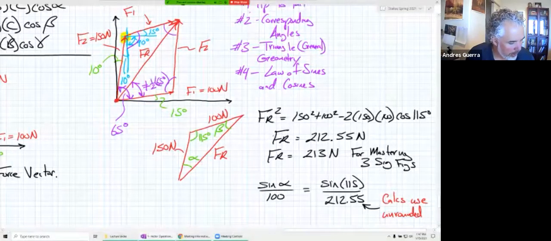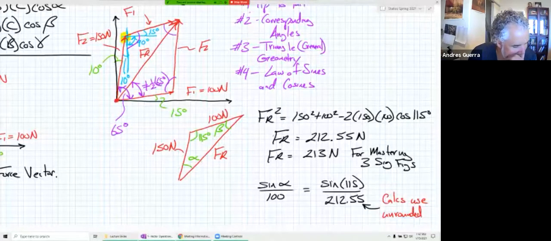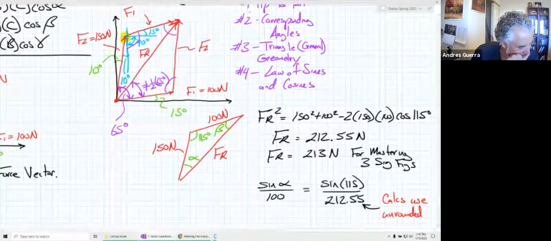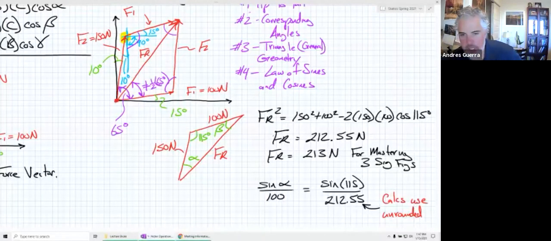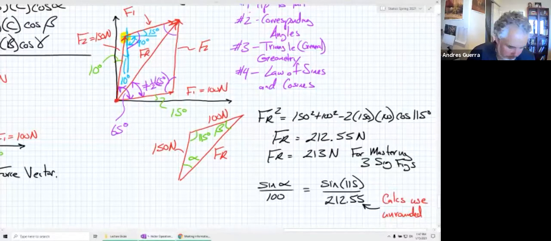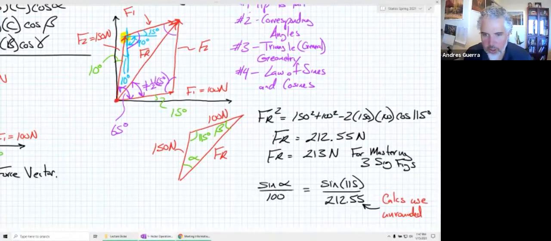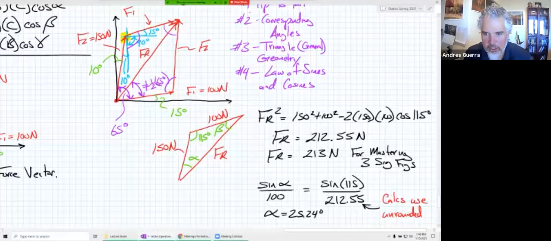For this problem here, let's see, I did 150. Oh, I actually solved, in my notes, I actually solved for beta. So I don't have alpha here, but I bet I could figure it out real quick. So sine of 115 divided by 212.55 times 100, and then the inverse sine, 25.24. Okay, so we find here that alpha is equal to 25.24 degrees.